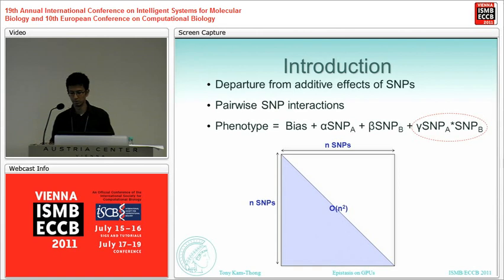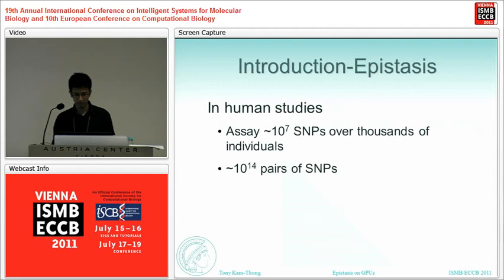And very simplistically, if you were to imagine the SNP by SNP matrix, we're only interested in the upper triangular matrix for non-unique SNP combinations. And this is of an order of n to the power of 2, if n is the number of SNPs you have. So in human studies, we're looking at nearly 10 to the 7th SNPs over thousands of individuals. That leads to 10 to the 14 pairs of SNPs, and that is very computationally expensive.